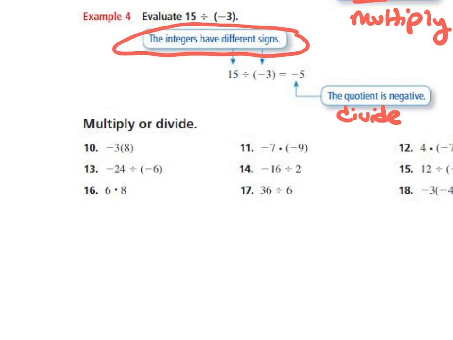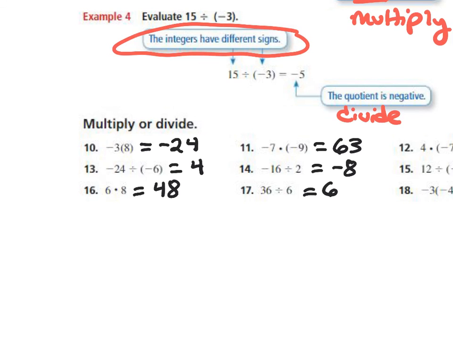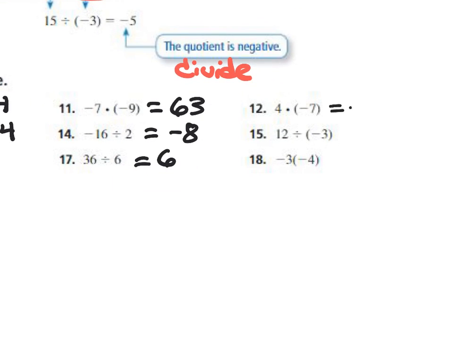So negative 3 times 8, different signs, so the answer is negative. Negative 24 divided by negative 6, they are the same sign, so it's positive. Good chance to review your multiplication facts. These are the same sign, so it's positive. These are the same sign, so it's positive. Different signs, so it's negative. The same sign, so it's positive. Different signs, so it's negative. The same sign, different signs, so it's negative. And the same sign, so it's positive.